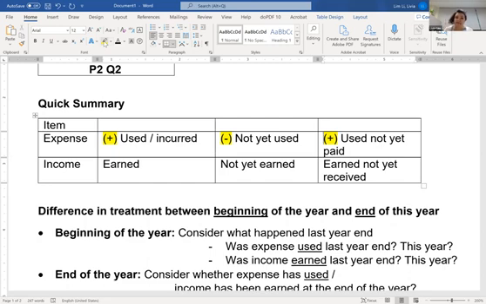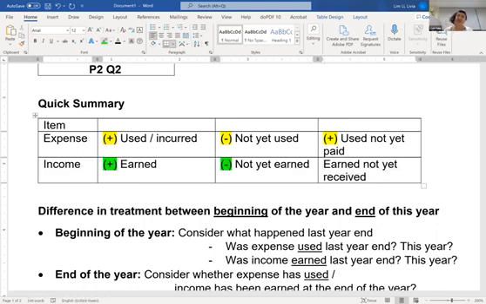Then what about income? Again, the key question is, have you earned it? So yes, I have done the work, I have earned it. Then you should record it as a plus. But if you have not earned it yet, even though your customer has paid you, as long as you haven't earned it yet, you should record it as a minus because you have not earned it yet.